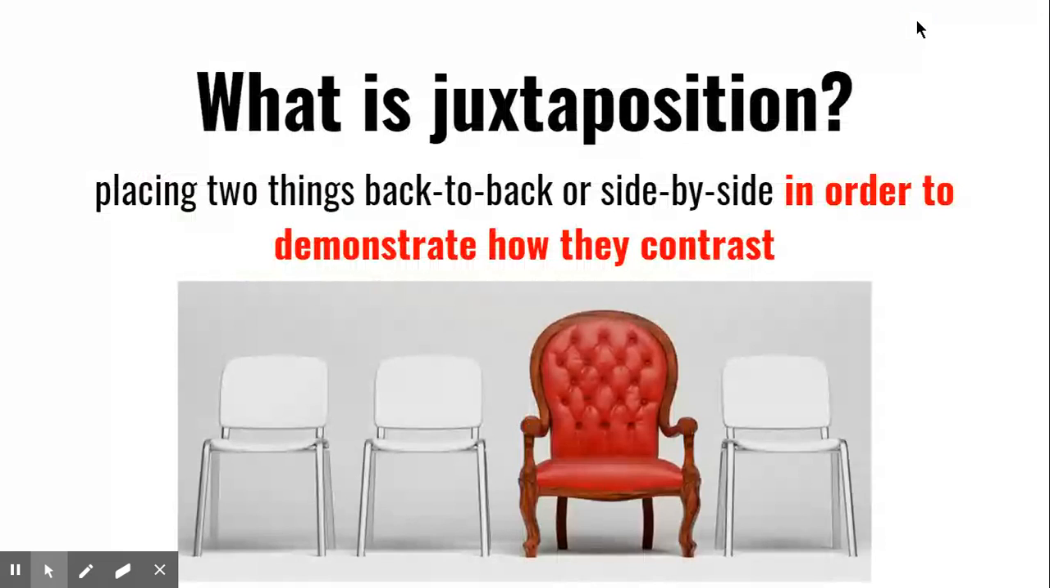So before I can get going with the examples, I do want to explain what juxtaposition is. So juxtaposition is placing two things back to back or side by side in order to demonstrate how they contrast. So as opposed to just our basic skills of comparing and contrasting things, juxtaposition sets the reader up to be able to contrast. So it's something that the author does intentionally.